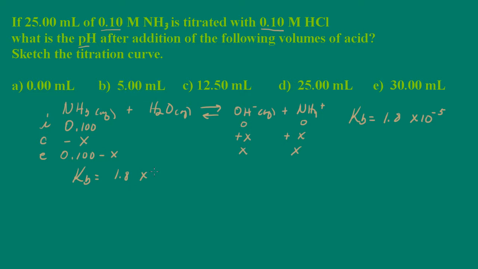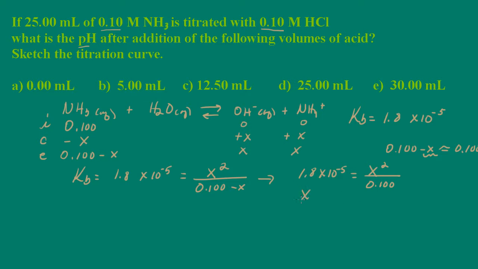Let's set up our expression for Kb. 1.8 times 10 to the negative 5 is equal to x squared over 0.1 minus x. We're going to make an assumption that 0.1 minus x is approximately equal to 0.1, which means that x is very small, negligible. We'll check the assumption in a minute. This simplifies to 1.8 times 10 to the negative 5 equal to x squared over 0.1. Solving for x, we find that x is equal to 0.0013 molar, and x is the hydroxide ion concentration.